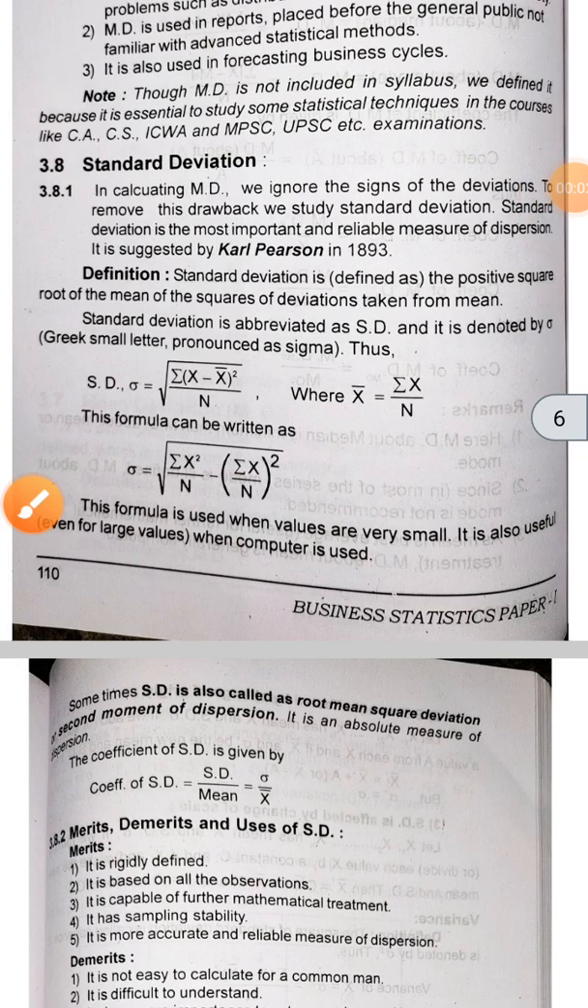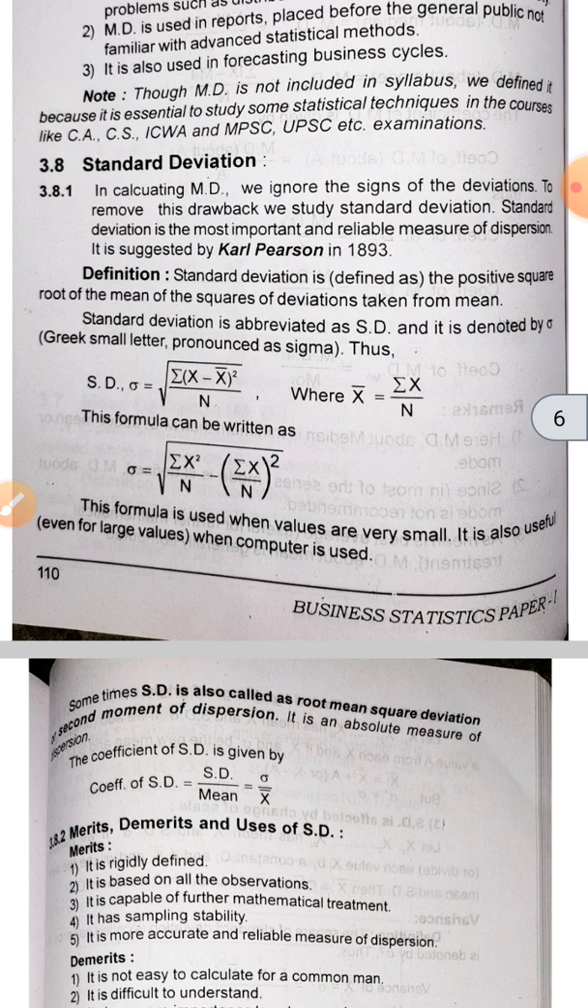Hello everyone. In this lecture we are going to see how we can calculate standard deviation, variance and their relative measures of dispersion. Okay, this is a sentence about the standard deviation. In calculation of MD we ignore signs of deviation. MD is not in your syllabus, therefore we are not calculating the mean deviation.